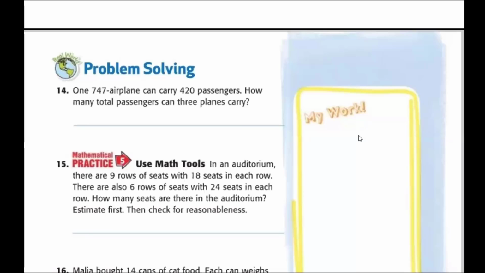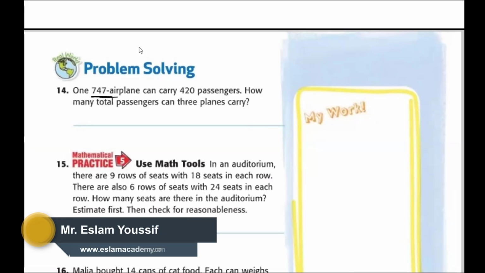A 747 airplane can carry 420 passengers. How many total passengers can 3 planes carry? Which number do you have to multiply? Which 2? 747. Do you understand this question? 747 airplane, that's the name of the plane, the name of the flight itself, the number of the flight.